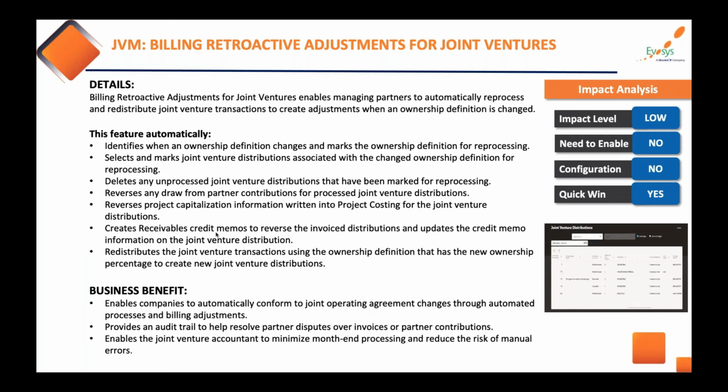This helps bring certain adjustments more constructively rather than doing the adjustment directly in the GL. You can now route your adjustment through the joint venture module straight away. From our impact point of view, again, the impact level is low, provided you have implemented the joint venture module. Then this is easy to go now, and it's a quick win.